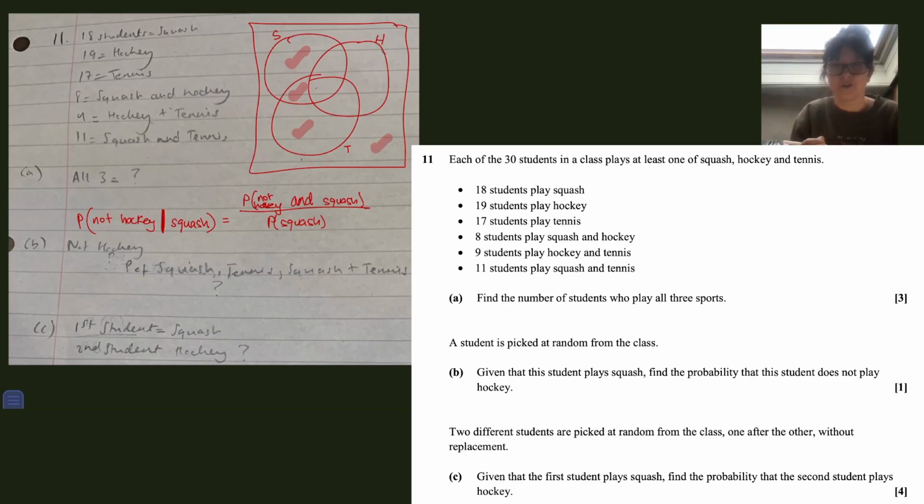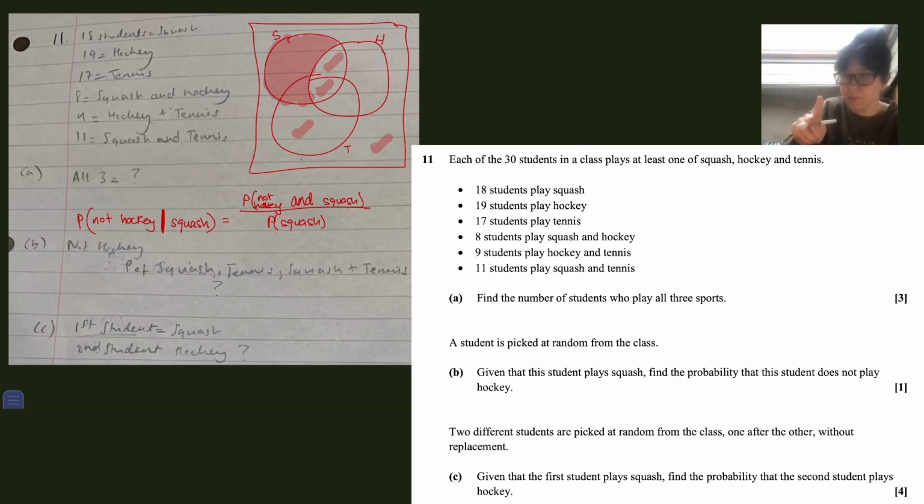Now, squash. Honestly, these words are starting to feel ridiculous to me. Where is squash? Squash, squash, squash, squash. Okay, where is and? This bit had 2 ticks. This bit had 2 ticks. Nowhere else had 2 ticks. So the top is those 2 bits added up. And that's part B. 2 different students are picked at random, one after the other, without replacement.